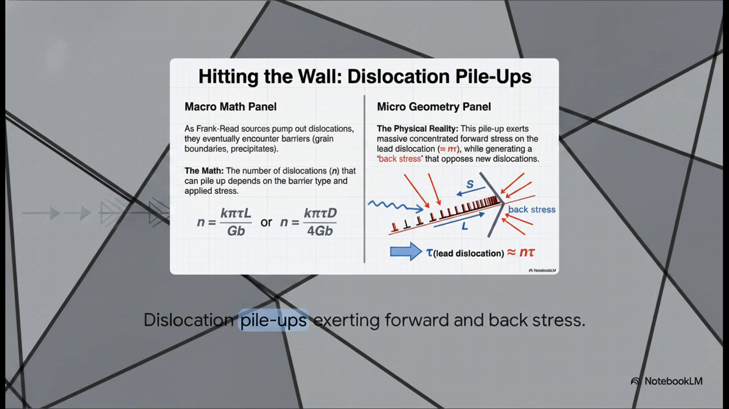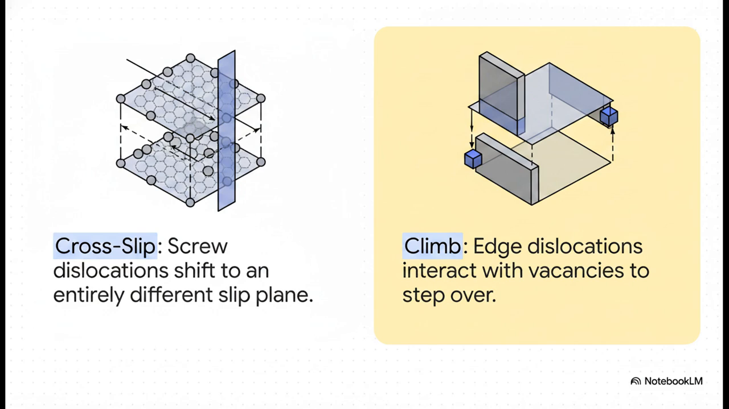But at the exact same time, it generates this back stress that actually repels any new dislocations that are trying to join the pileup from the source. So, how do they actually get past these walls? Well, it completely depends on their type. Screw dislocations pull off this maneuver called cross-slip. They essentially shift gears, jumping to an intersecting plane to just bypass the roadblock entirely.